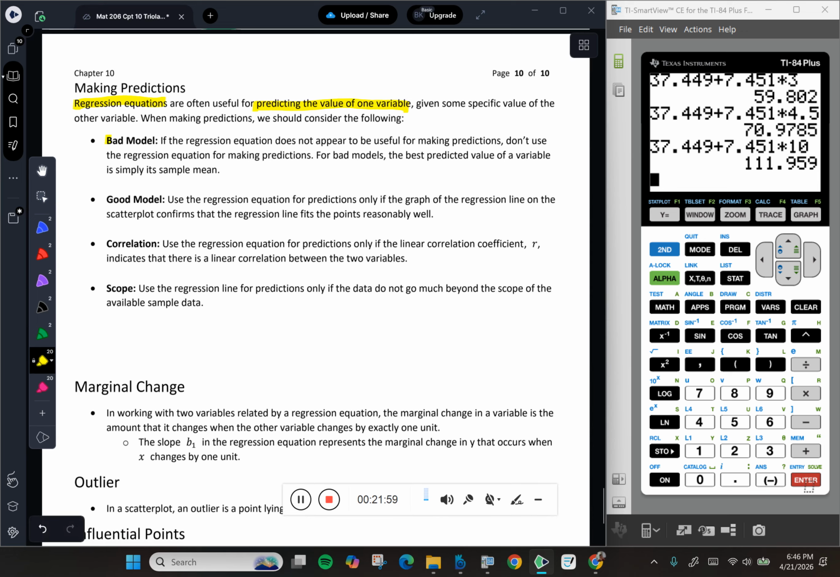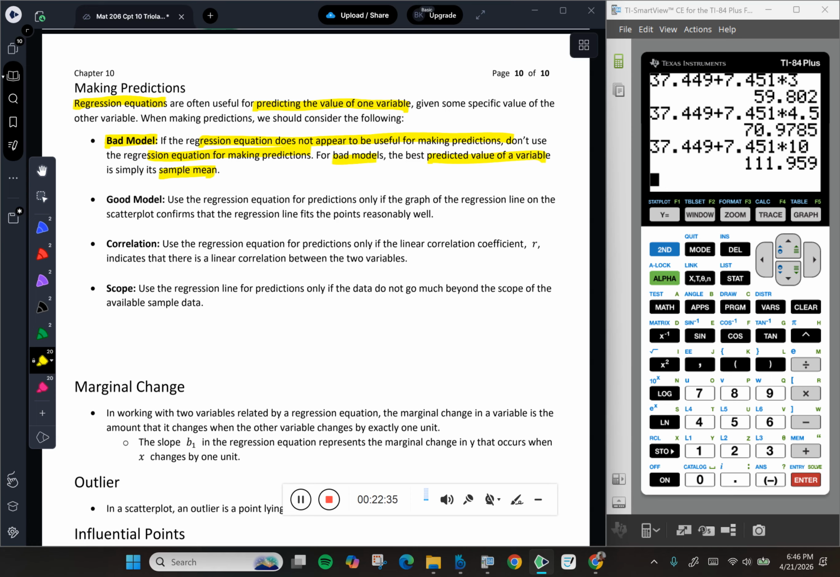Sometimes our model can be bad. If it doesn't look like it should be used, don't use it. If it's not linear, don't use linear just because you can. No matter how much garbage data I put in, the calculator can find a linear regression, but we shouldn't use it. If you've got a bad model, the best predictor is just the sample mean. That's the best thing you can do. If I have nonlinear, garbage data, the sample mean for the y values is the best that you can give for a prediction.